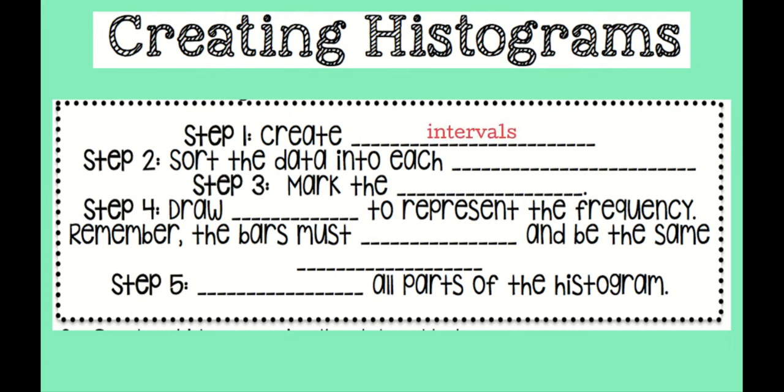To create a histogram, you start with creating the intervals. Then you sort the data into each interval. Mark the axes. Then you draw your bars to represent the frequency. Remember, the bars must touch and be the same width. Finally, label all parts of the histogram, and then you're done.